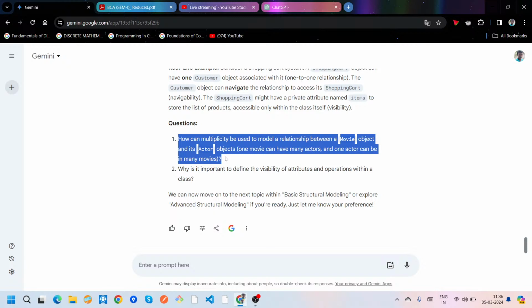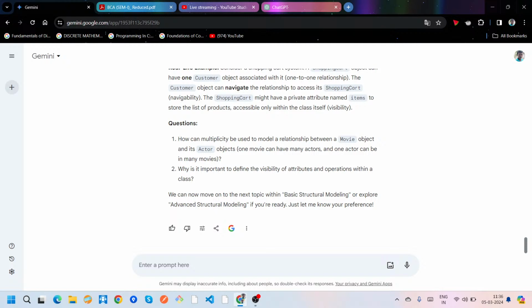First question: how can multiplicity be used to model a relationship between a movie object and its actor objects? One movie can have many actors and one actor can be in many movies. Yes, this is a real life question. Second question: why is it important to define the visibility of attributes and operations within a class? Okay, so let's go to the next topic.